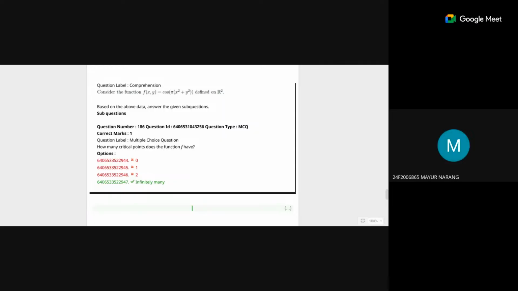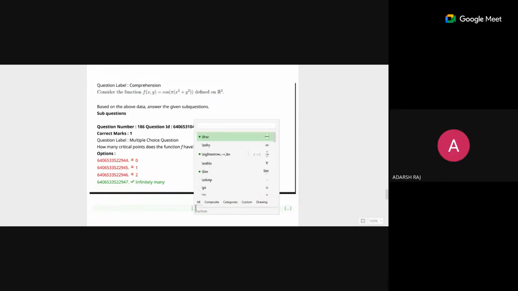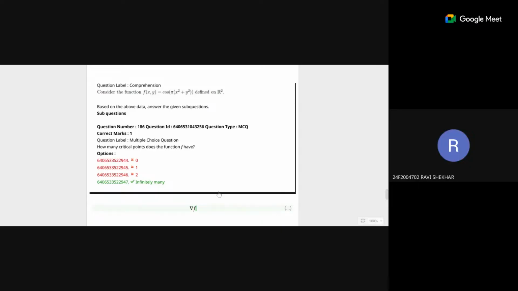Critical point finding is by derivatives, putting them to zero. So first, can we go with the gradient formula? We'll just find the partial derivatives and equate the gradient to 0. Can we do that? Yes, yes.